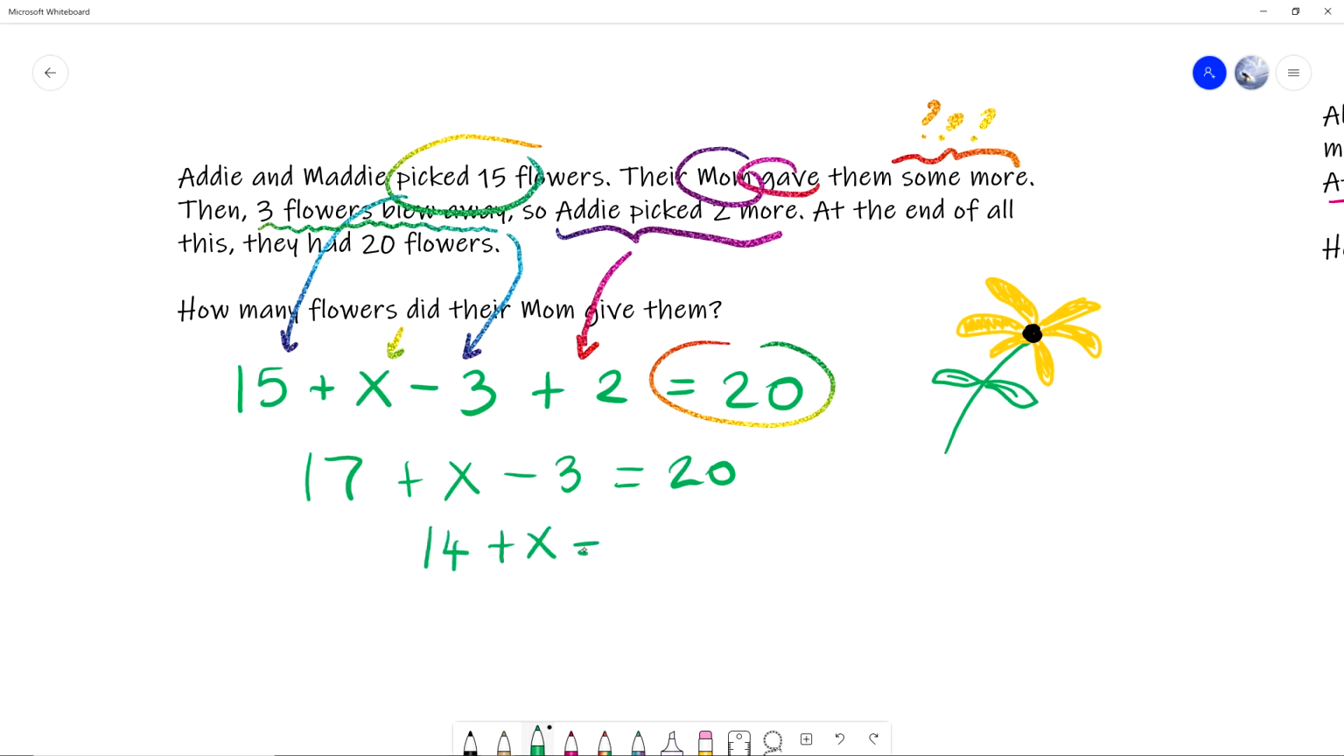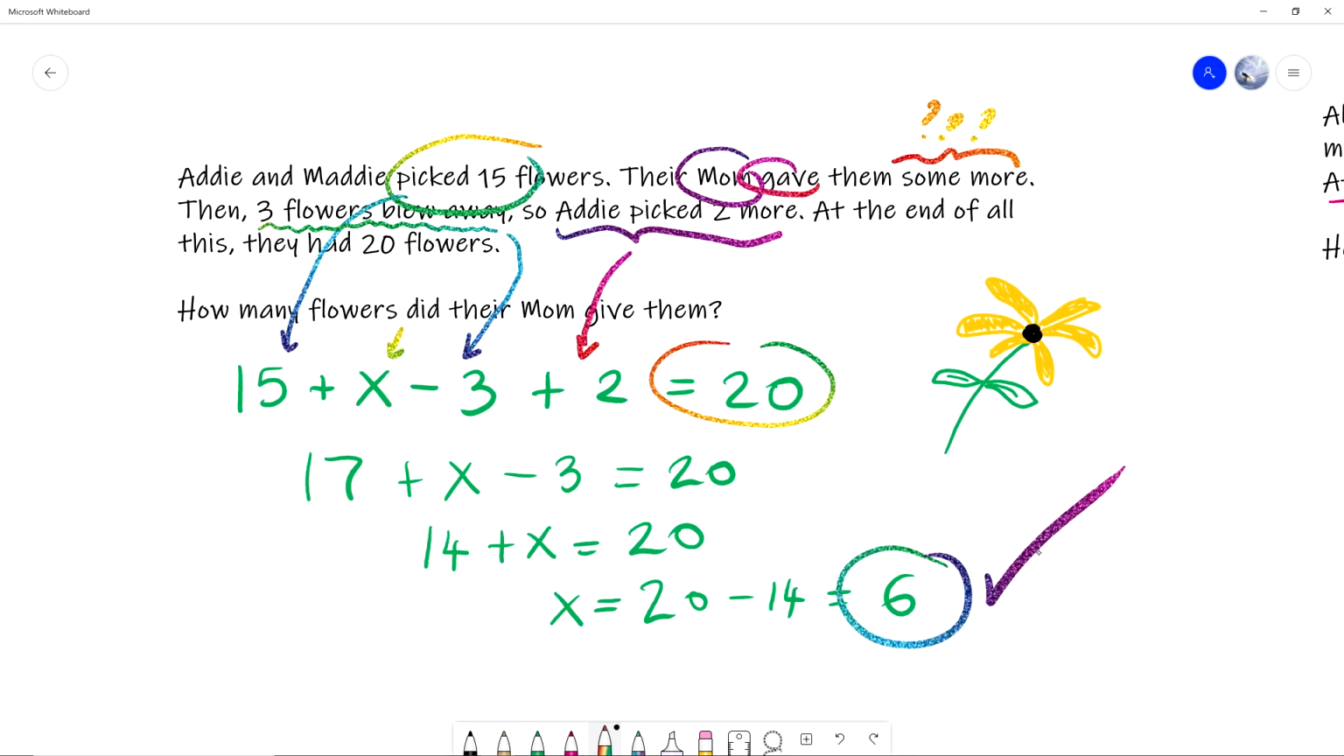And then what is the number that you can add to make 20, Maddy? 6. Very good. Our mom gave us 6. Perfect. Because we can move the 14 to the other side. Subtracting, I get that x has to be 20 minus 14, and that is 6. And those are the flowers your mommy gave you. Thank you. Yay. Addie, Maddy, I'm sorry, I wrote this, and I had to do minus something. Sorry.